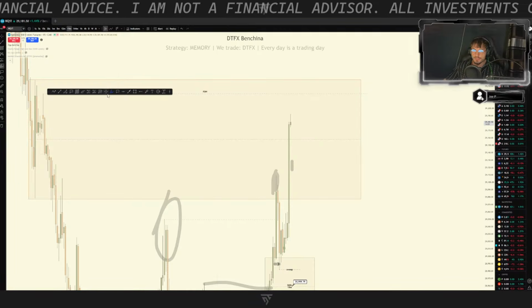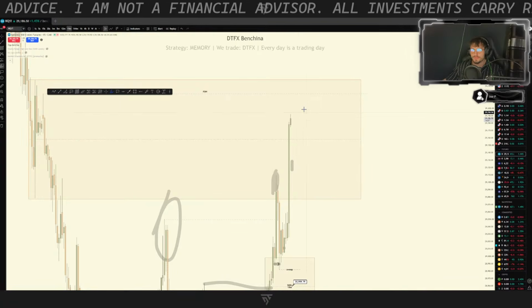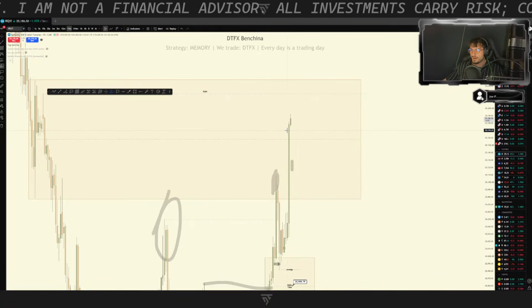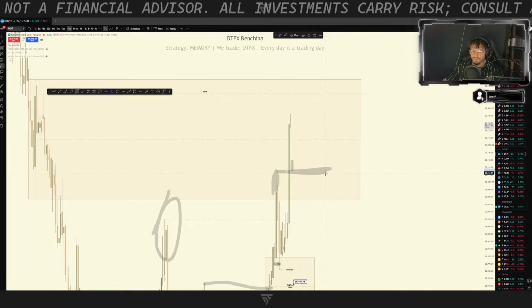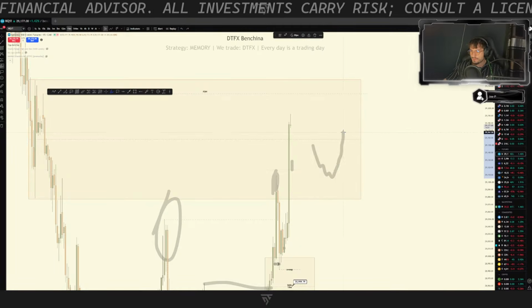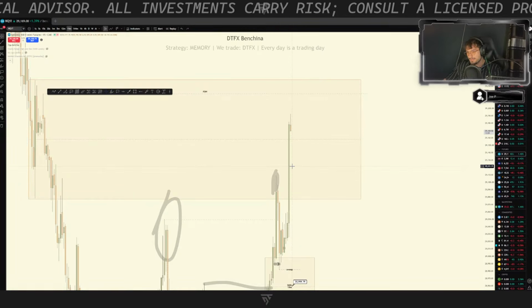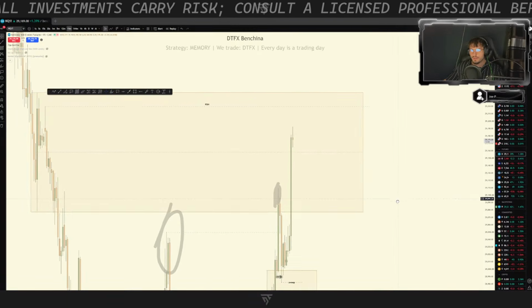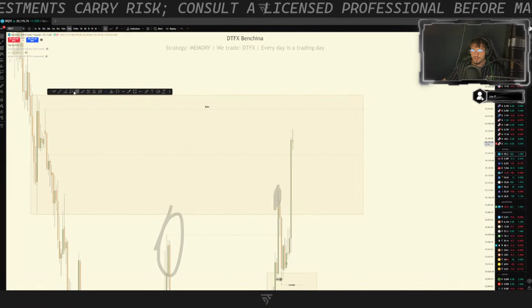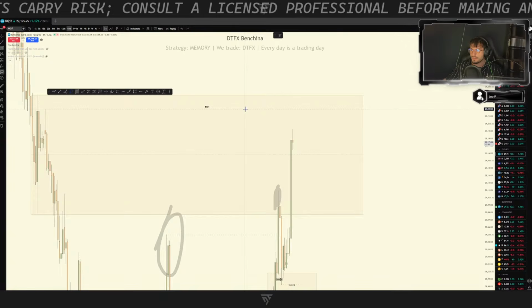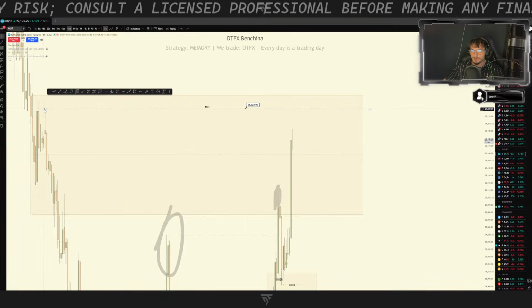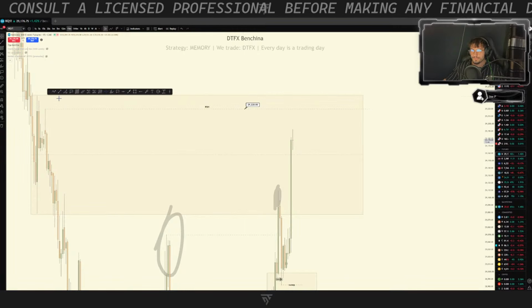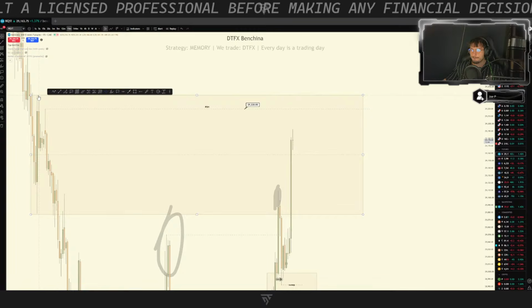So on the 15-minute, 40 minutes left on the candle. If we do close up above, this would be the first imbalance for price to give a rejection. The PDH up above is 220, I think.